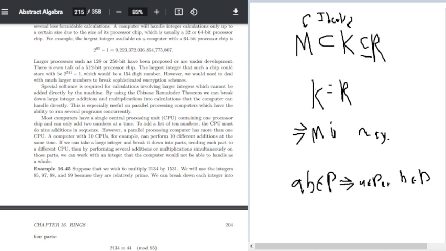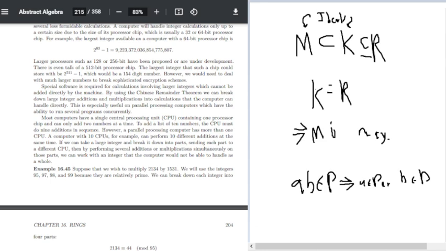However, you only have to deal with much larger numbers to break sophisticated encryption schemes. Special software is required for calculations involving larger integers which cannot be added directly by the machine. By using the Chinese remainder theorem, we can break down large integer additions and multiplications into calculations that the computer can handle directly. This is especially useful in parallel processing computers, which have the ability to run several programs concurrently. Most computers have a central processing unit, called the CPU, containing one processor chip and can add only 2 numbers at a time.